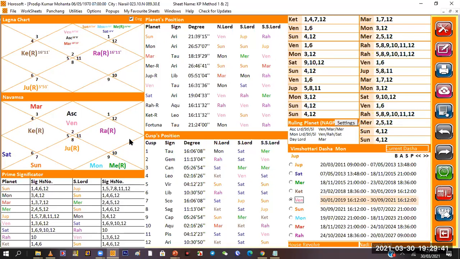Jupiter, forget about retrograde. Jupiter being the natural benefic planet, aspected the first house. So it has given a marriage, but there is no happiness from the marriage. It is almost a separation. Right. Okay, understood. Thanks.